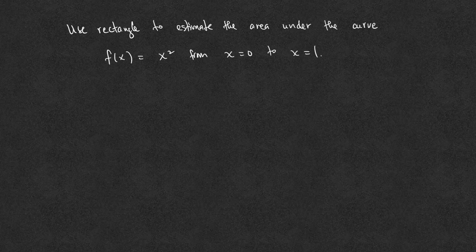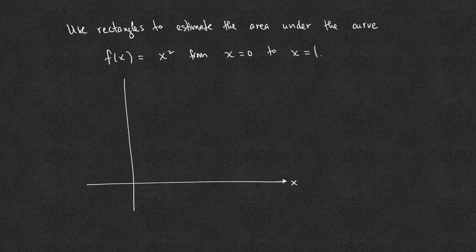Use the rectangles to estimate the area under the curve f of x equals x squared from x equals 0 to x equals 1. First, we sketch the graph of this parabola, which is concave upward, and we estimate the area under the curve from x equals 0 to x equals 1 only.